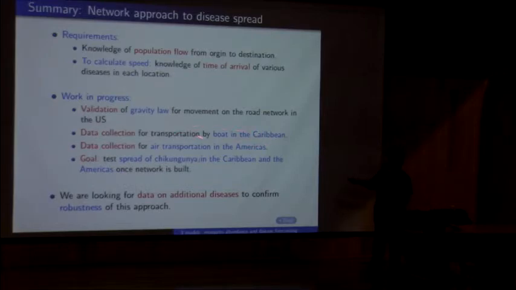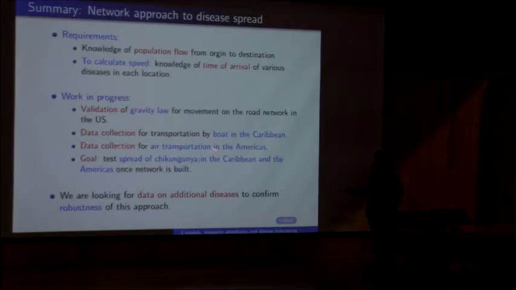And the goal here is to test if we can renormalize the distances in the Caribbean due to transportation by boat, if it turned out that chikungunya spread at a constant speed as well, using that boat network. And obviously it's not easy to get information about all of the boats that connect various cities in the Caribbean, so that's taking a lot of time.